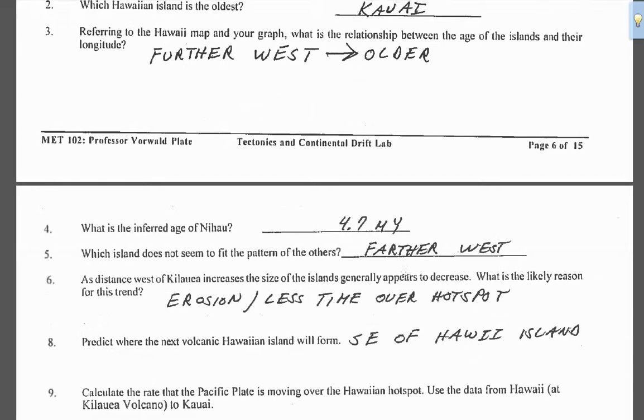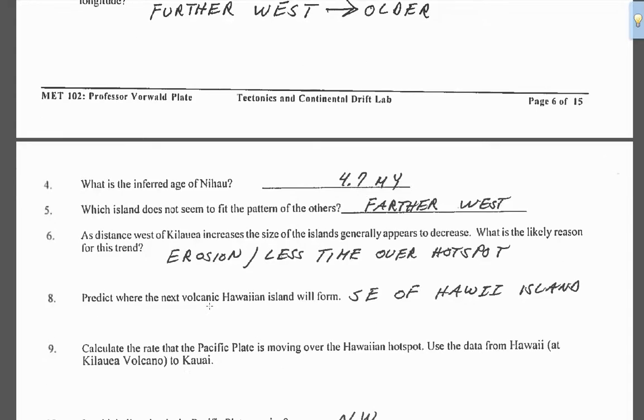Let's see what else we have here. As the distance west of Kilauea increases, the size of the islands appears to decrease. Erosion, as they move away from the hot spot, the islands start to erode from the water. And also, it could have spent less time over the hot spot, and therefore you wouldn't have as much time for the island to form. And let's see, predict, we did that one.